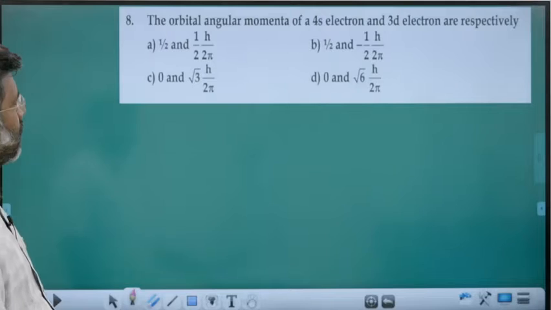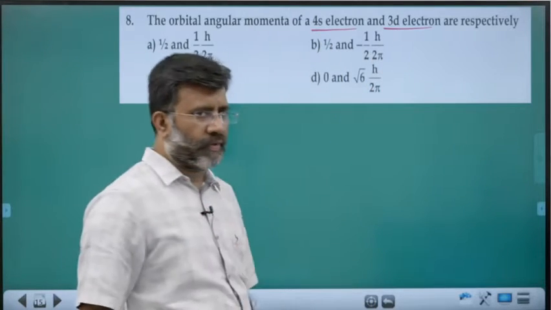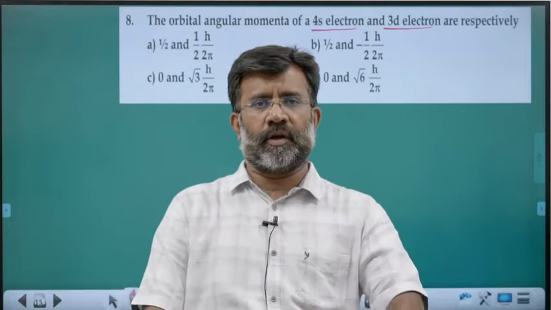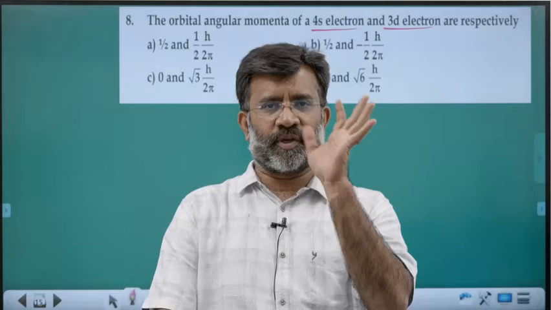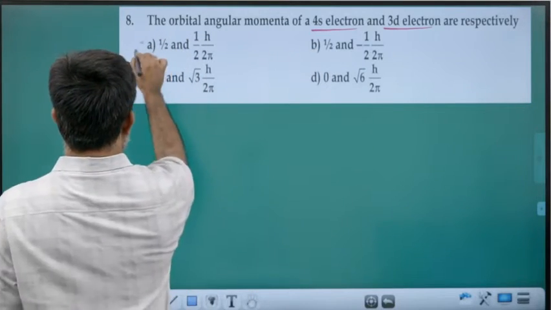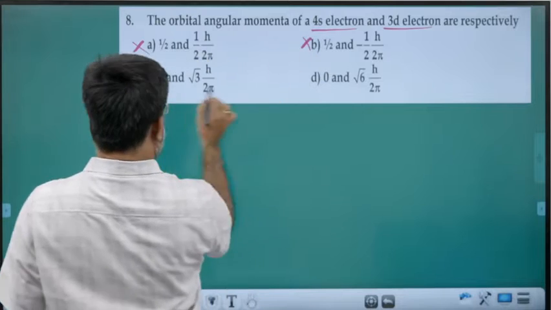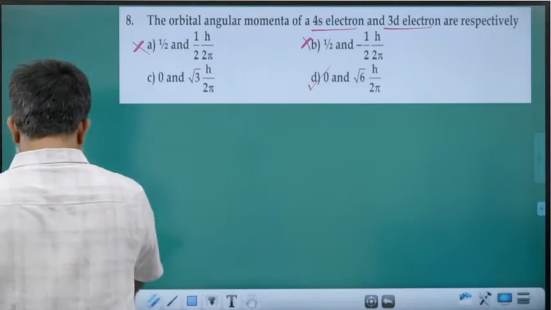4s electron, 3d electron. You know how to find the orbital angular momentum: root of L into L plus 1, h by 2 pi. For s orbital, L is equal to 0. Therefore, s orbital angular momentum is 0. This is out, this is out, this or this. You can evaluate easily. Answer is option D.